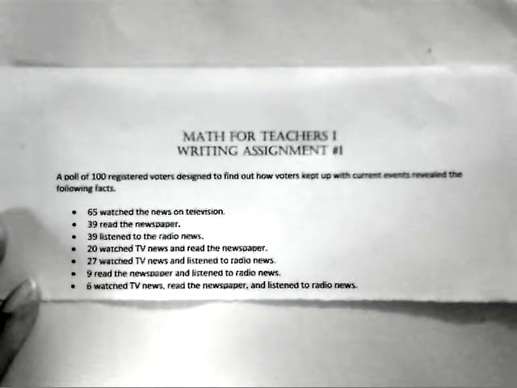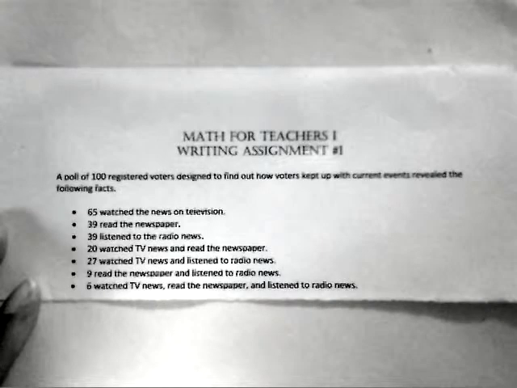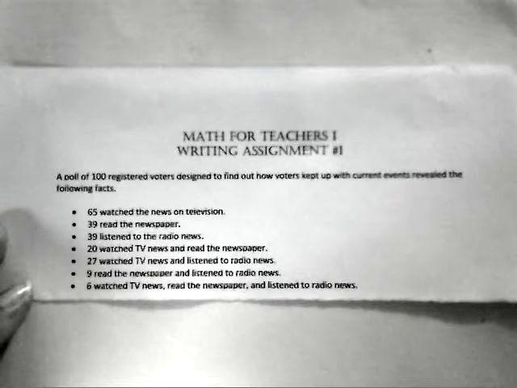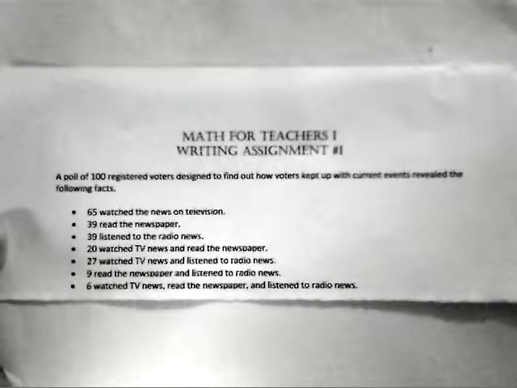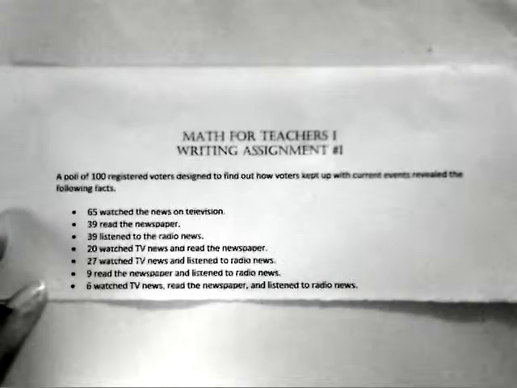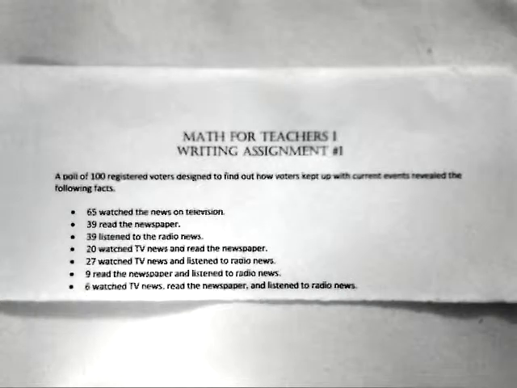65 watched the news on television, 39 read the newspaper, 39 listened to the radio news, 20 watched TV news and read the newspaper, 27 watched TV news and listened to radio news, 9 read the newspaper and listened to radio news, 6 watched the TV news, read the newspaper, and listened to radio news. Now from this, we want to create a Venn diagram that is related to this particular situation.